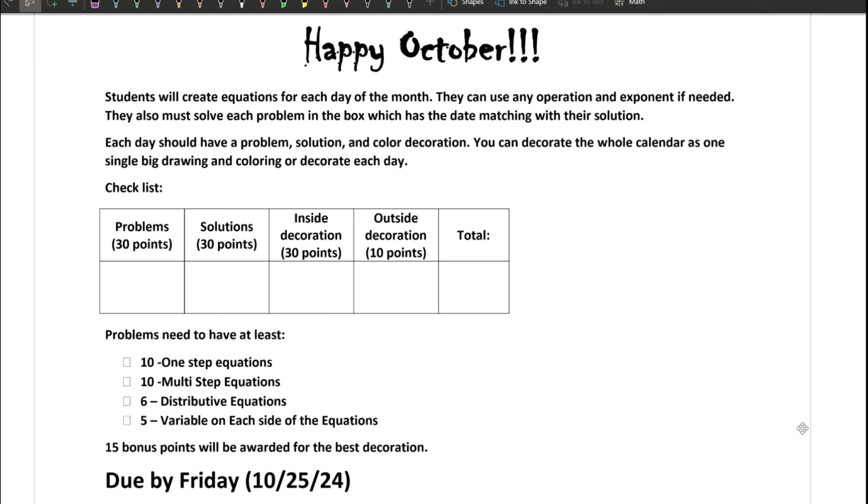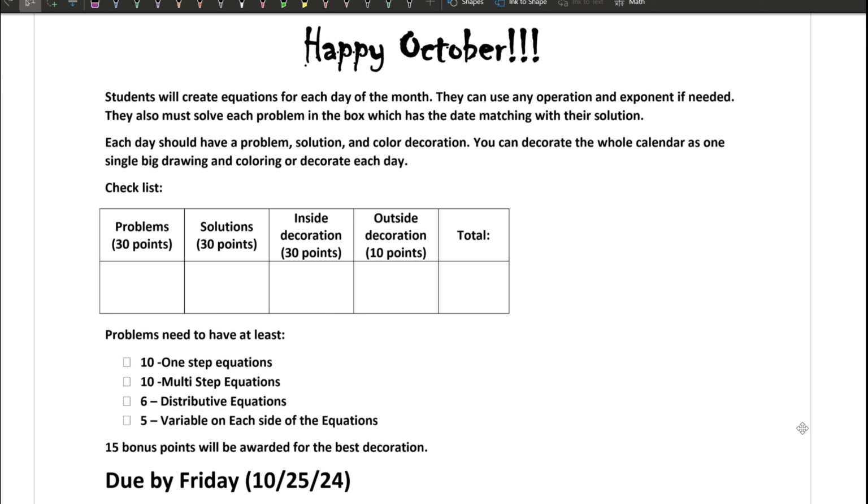And what we're looking at right now is the rubric. For each box, each day of the month, you need to have the following things: a problem, a solution, and decoration. Every single box. So 30 questions, 30 solutions, 30 decorations, which is 3 points each, is 90 points in total. Outside decoration should be 10 points. You have to decorate the outside edges of the calendar. So the total is 100 points.